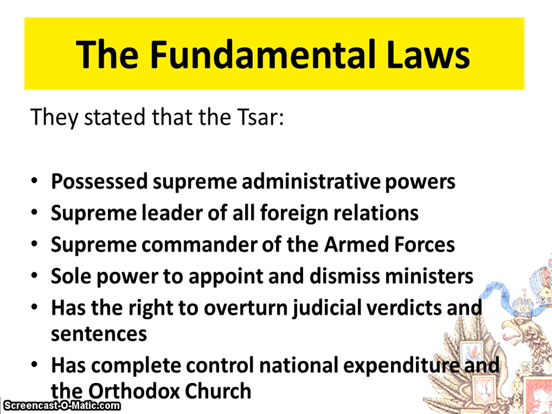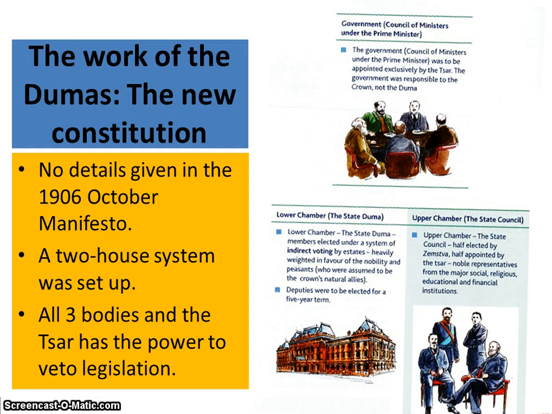He had sole power to appoint and dismiss ministers in the government. He had the right to overturn judicial verdicts and sentences, and he also had complete control over national expenditure and the Orthodox Church. So as you can imagine, that doesn't leave an awful lot. In addition to this, in Article 9 of this declaration, he stated that no legislative act should come into force without the Tsar's approval. So let's go back to this. We've actually got the lower chamber, the upper chamber, so the State Duma, the State Council, and the Council of Ministers, and the Tsar himself all need to agree for legislation to be passed. How likely do we think that consensus is ever going to be achieved?